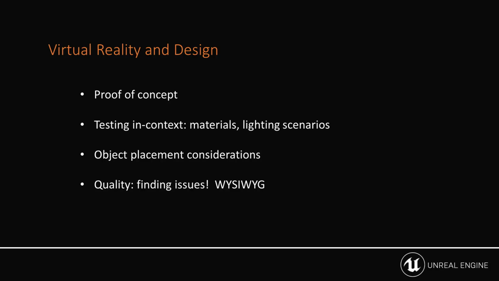Lastly, I want to just mention some things about virtual reality and design. In Unreal Engine, you can take a design and actually use virtual reality for this proof of concept, this idea of walking around your data to scale in real time, where you can test in context things like materials, lighting scenarios, and also take a look at different object placement considerations, how different objects fit within that design. For example, we looked at those saddlebags as accessories. And then, of course, finding issues with the design, the quality overall. What you see is what you get in virtual reality. It's pretty difficult to hide things. So if something's not working with the design or a material or light, you're going to find it. You're going to see it in virtual reality.